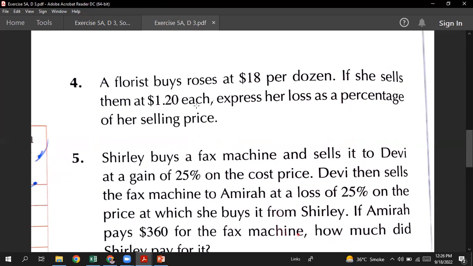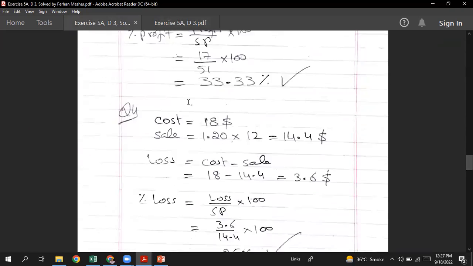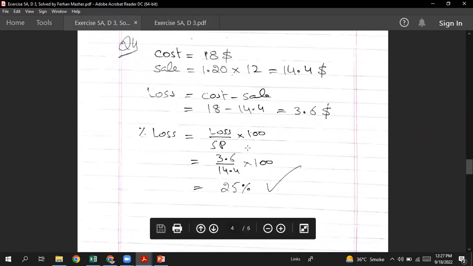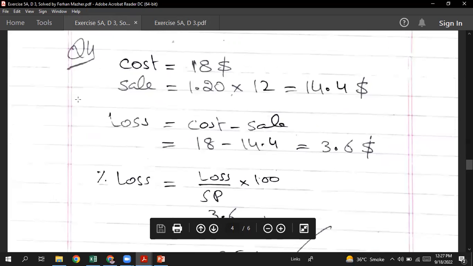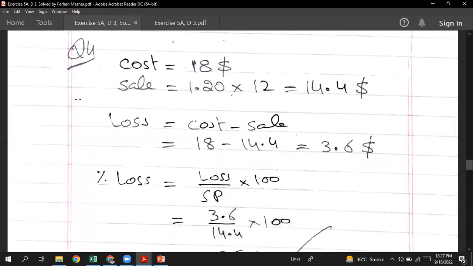A florist buys roses at $18 per dozen. If she sells them at $1.20 each, express her loss as a percentage of her selling price. Okay, so the cost is $18 per dozen, and they sold each rose for $1.20. In 1 dozen, there are 12 roses. So 1.20 multiplied by 12 is $14.4. That's the sale price. The cost is $18. The sale is $14.4. So they have a loss.